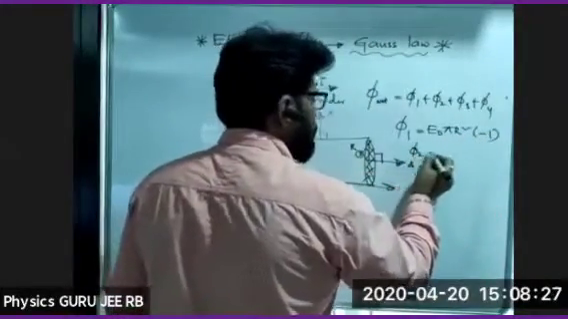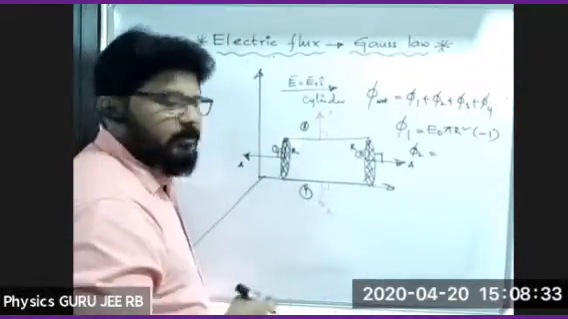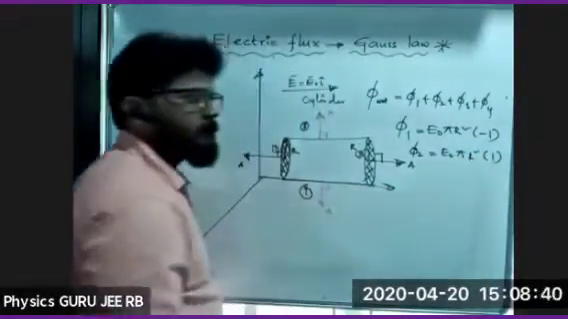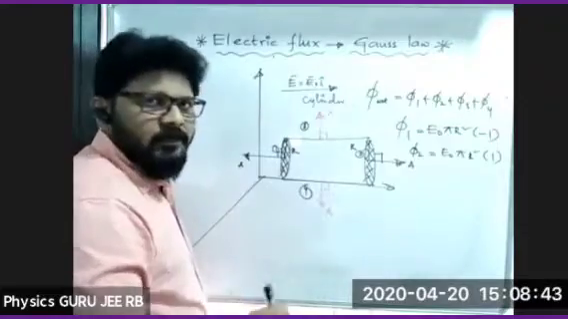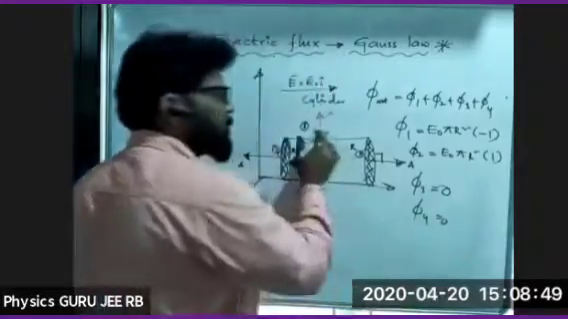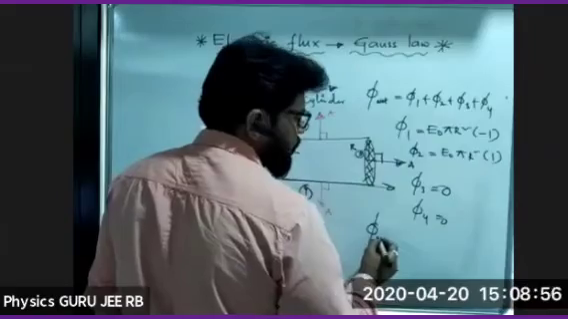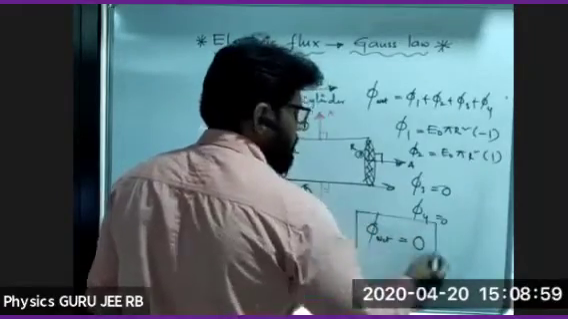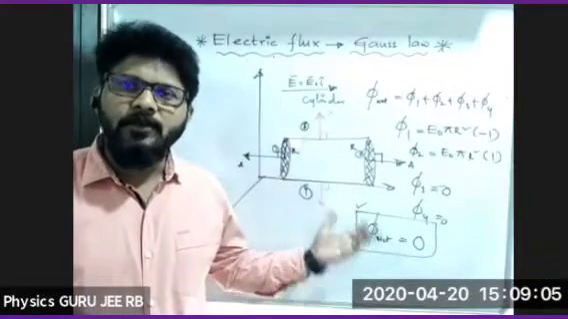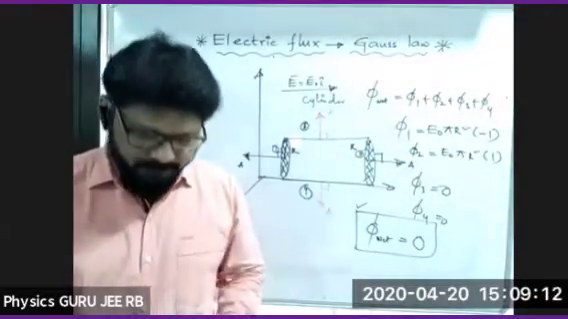Next, phi 2: area and electric field are both in the same direction, theta is equal to 0. So E naught into area pi R square into 1. That's minus 1 and 1, so the total flux cancels. Phi 3 is equal to 0, and phi 4 is equal to 0, because this is 90 degrees and this is also 90 degrees. Then finally phi net is equal to 0. That means this is also one more proof that the total flux linked with a closed surface is 0 if there is no charge inside the body, right?